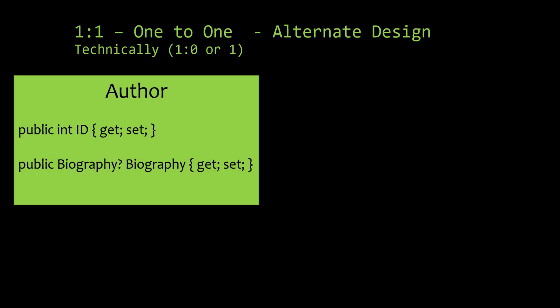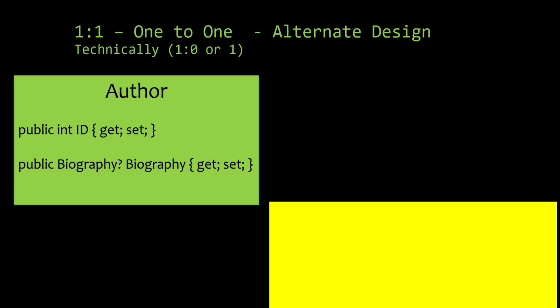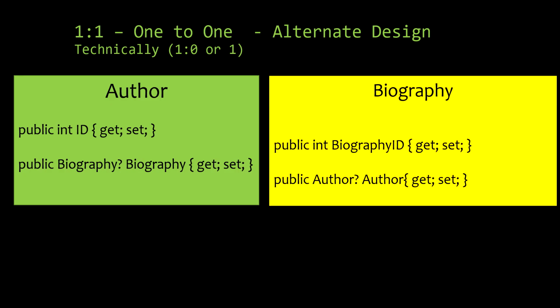However, an alternate design probably has some advantages. Now, it's still technically a one-to-zero-or-one. The author doesn't look any different. We have our ID, the primary key of the author, and our nullable biography object contained inside there. But what we can do is this. We could simply make a required integer still, the biography ID, but we can annotate that this is the key and also functions as the foreign key. Our foreign key for what? For the author property contained inside biography. So we have the nullable author object in here.